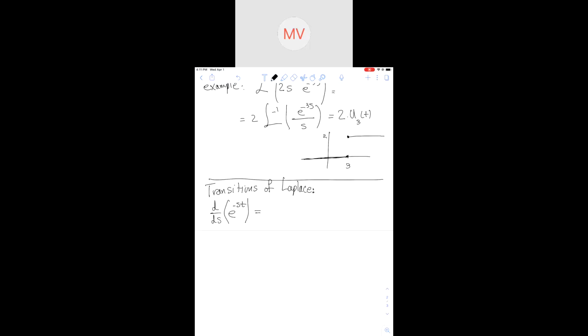Okay. So we're going to derive this function with respect to s. So what's the derivative? Well, it's going to be negative t e to the negative st. Correct?